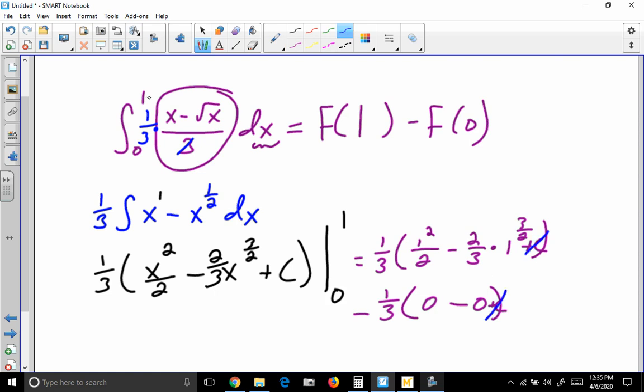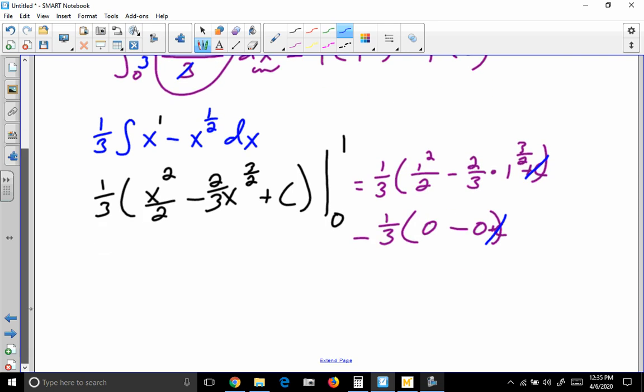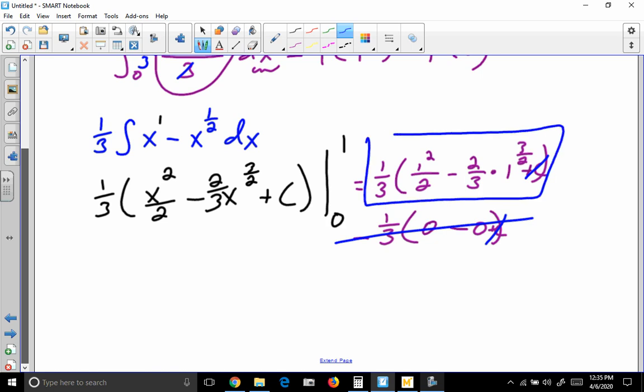So when we evaluate a definite integral using the fundamental theorem of calculus, we don't have to include the plus c, because when we plug those numbers in, they're going to go away. So we have a 0 minus 0, so that whole thing is gone when we evaluate it at 0. So we just need to simplify this one. So we have a 1/3 out front. 1 squared is 1, over 2, so that's 1/2. Here, 1 to any power is still 1, times 2/3.